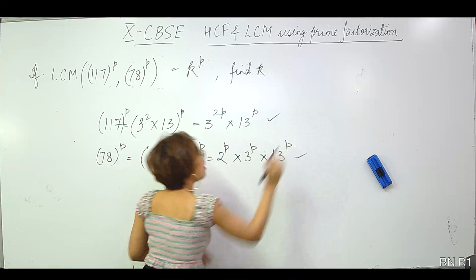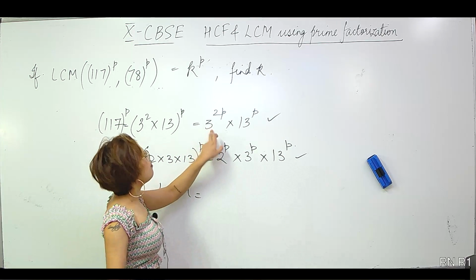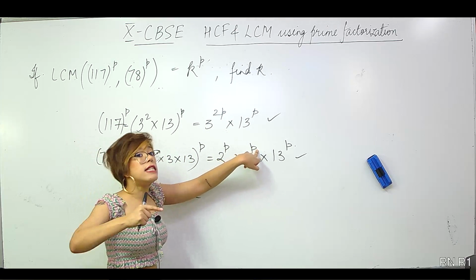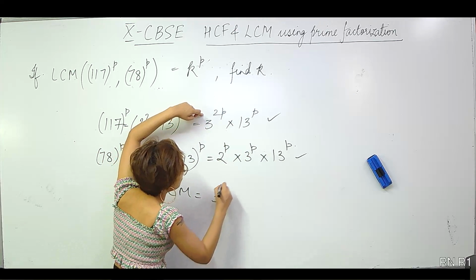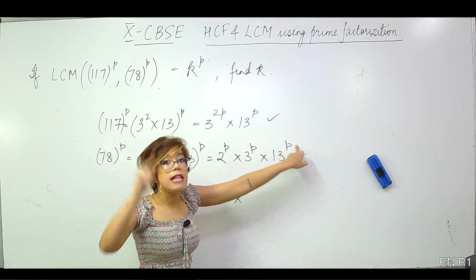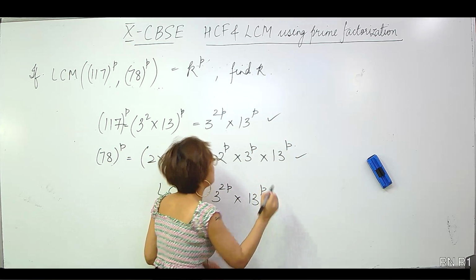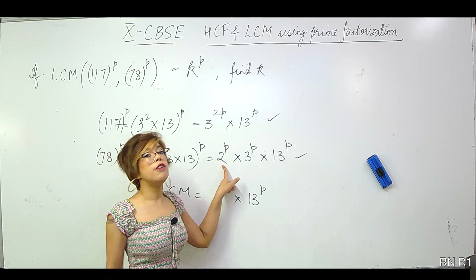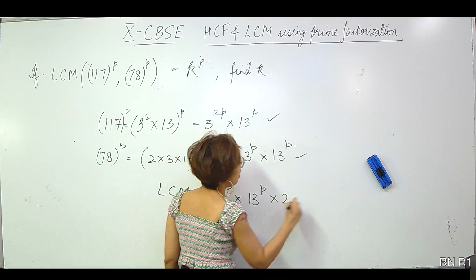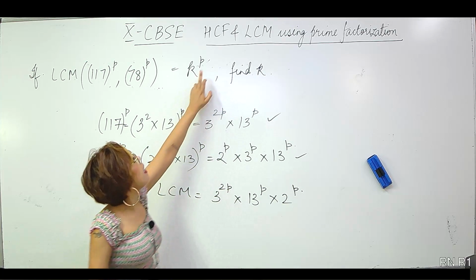Now you have prime factorized the two numbers. I will write the LCM. LCM is, now here I have 3 raised power 2p, here I have 3 raised power p. In the LCM, I would have 3 raised power 2p into 13 raised power p. In LCM, lowest common multiple, I will have 13 raised power p. Done? Okay. Here the factor of 2 raised power p is there. That should be present in the LCM. So into 2 raised power p. This is the LCM. Now he says LCM is equal to k raised power p.